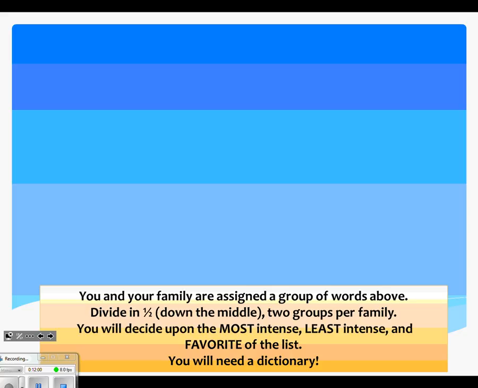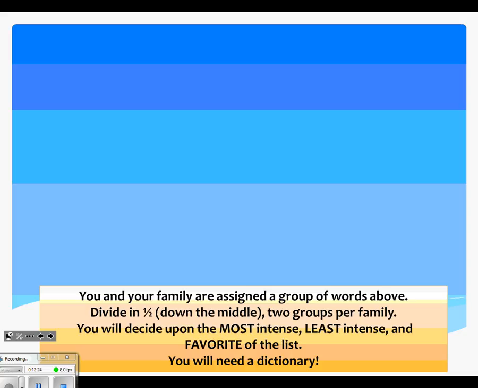Okay? This is what you guys are going to do with this info. You can watch the screen or you can just listen in. You and your family are going to be assigned one of the 7 words. What you're going to do with those words is the following. You're going to identify what is the most intense version of the word, what is the least intense version of the word, and what is your favorite of the variations.